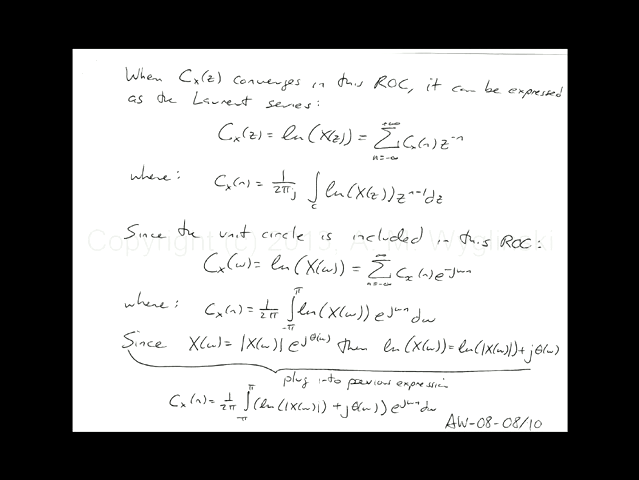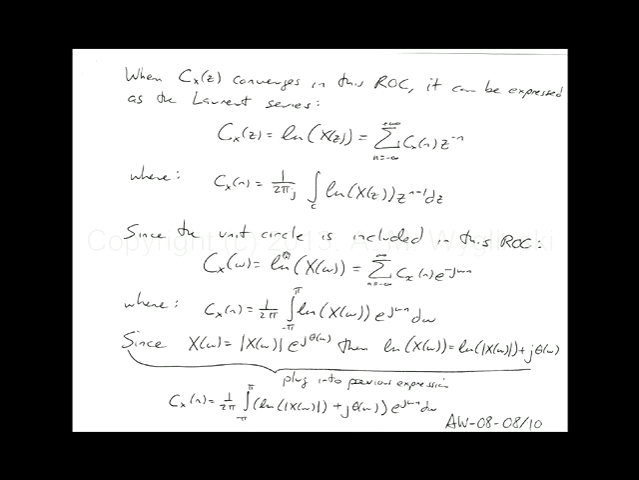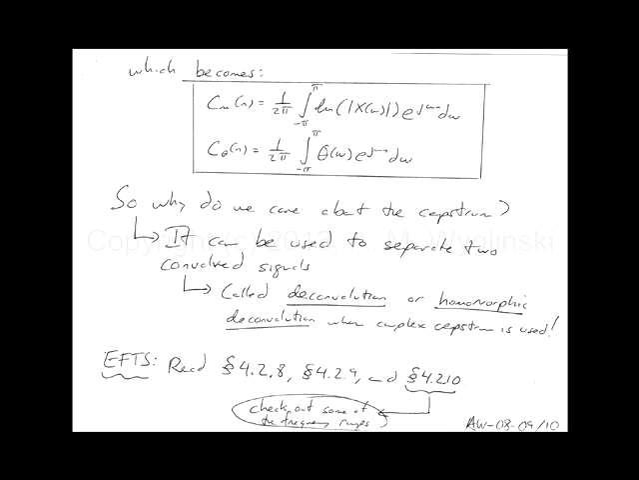And if you go through the math, and we work through all of it, there's all this complicated stuff, and you can look at it on your own. You might say, well, why did the professor include this? Well, it actually has a very, very nice property. And what is that property? With the cepstrum, you can use it to separate two convolved signals from each other. So this is actually powerful stuff.